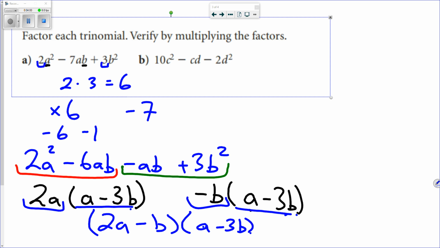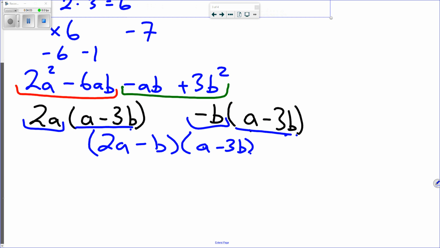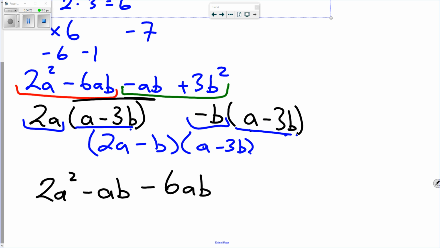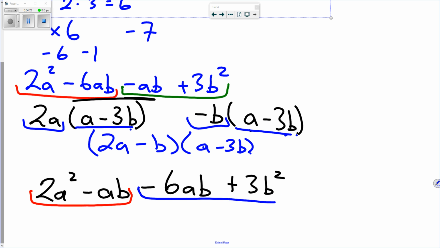So let's see what happens if we were to reverse the bit here in the middle. So if we had 2A squared minus AB minus 6AB plus 3B squared. So again, we group the first part and the second half. The first part we can factor out a 2A. We're left with A minus B.